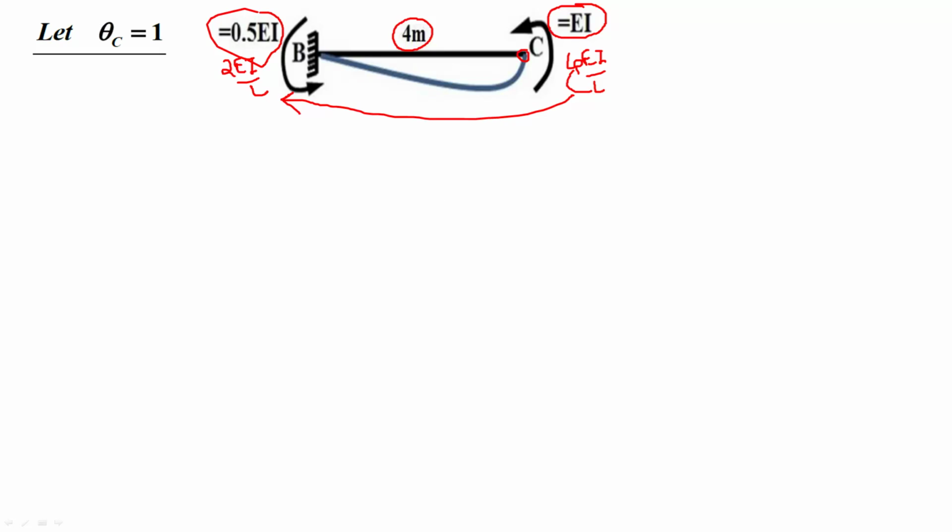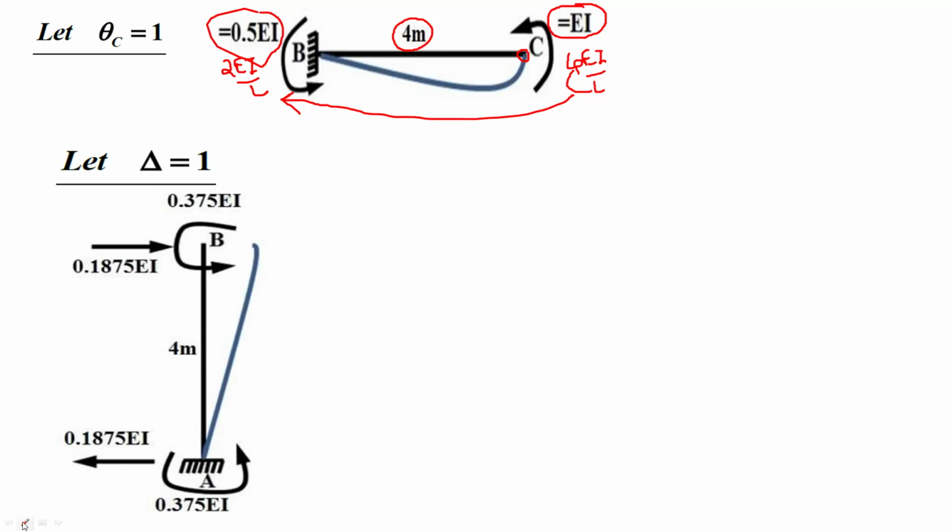Now the third unknown is delta, that is the lateral displacement at point B. So the third figure is delta equal to 1. Give the unit positive horizontal displacement at point B. We know that the moment required to give the displacement in the perpendicular direction is 6 EI by L square.